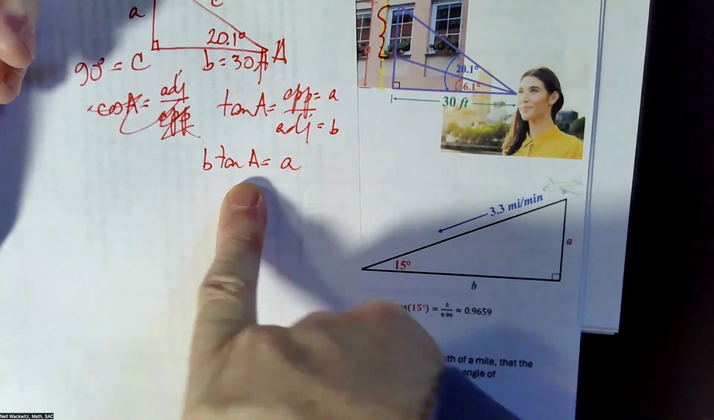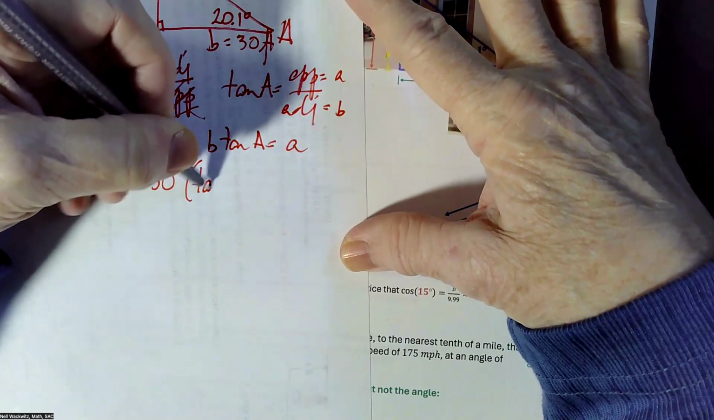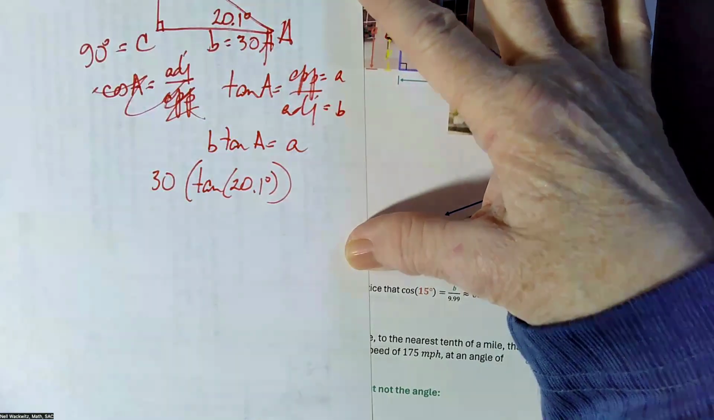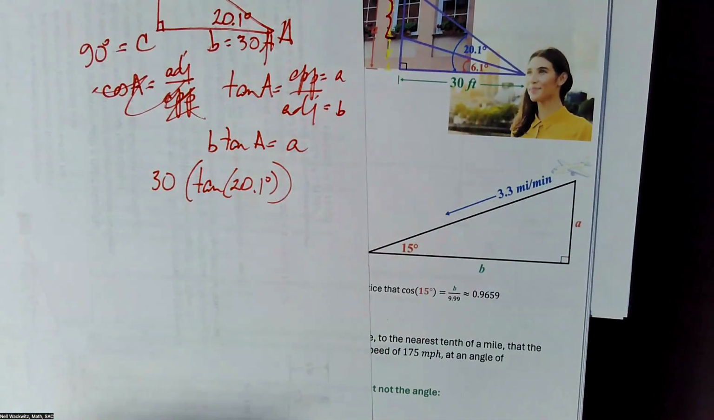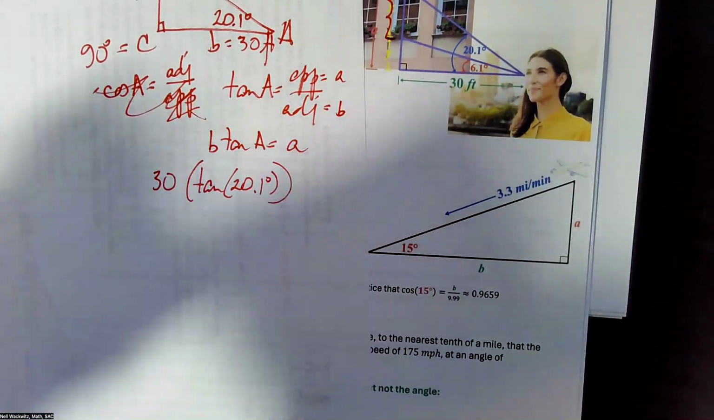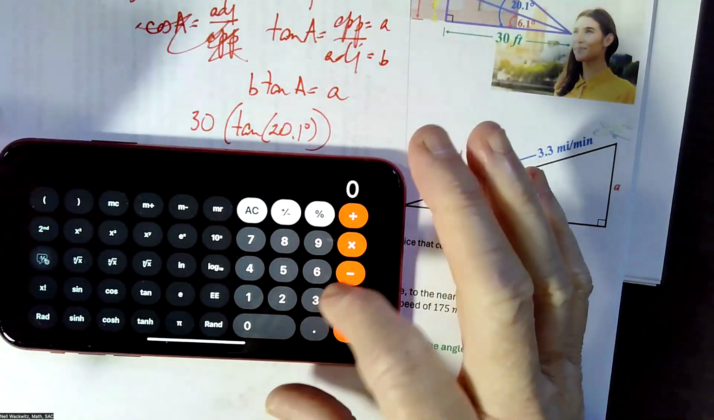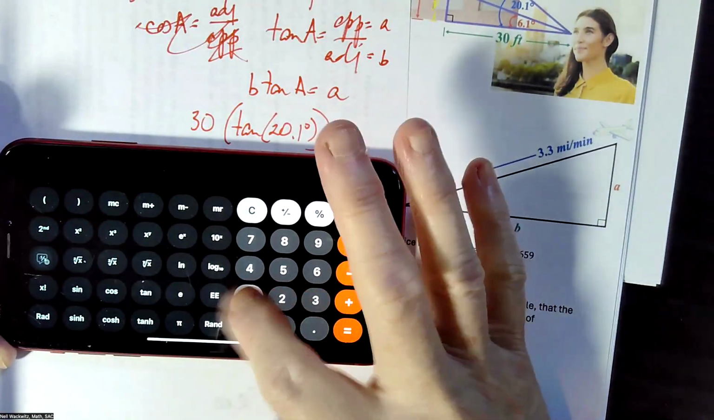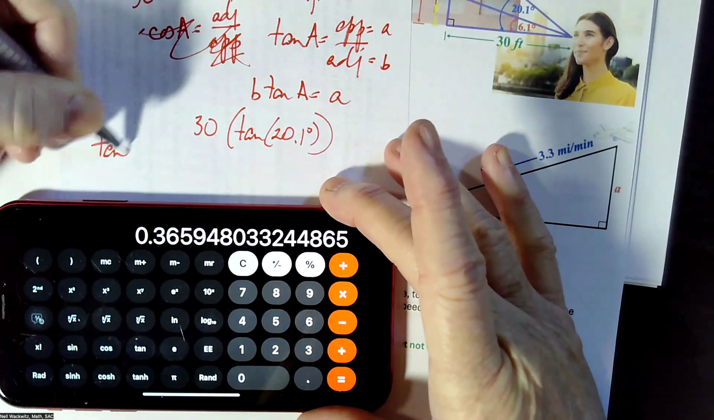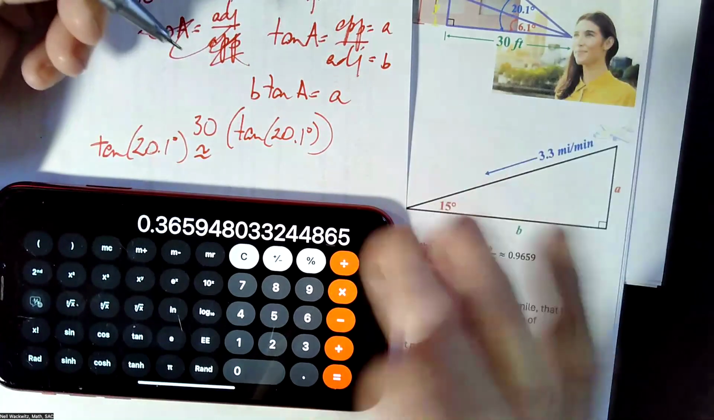We know B, we know A. So we've got 30 feet times the tangent of 20.1 degrees. And that's going to be approximately side A. So let's see. I don't have the radian thing showing, so that's good. 20.1 tangent. So the tangent of 20.1, and I have to round and then multiply.